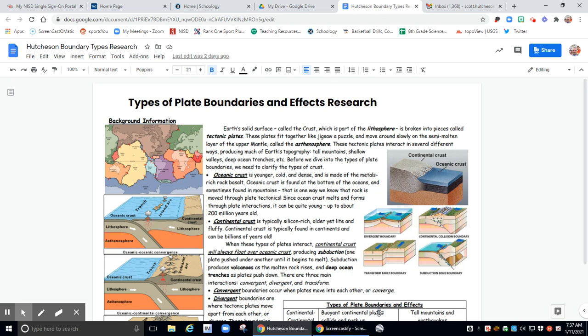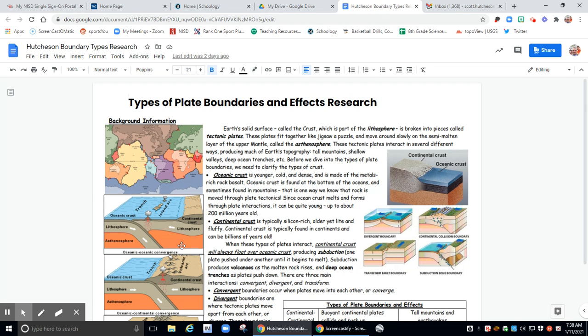So when these two types of plates interact, continental crust will always float over top of the oceanic crust. And this is really important because this is a process known as subduction. And subduction occurs where one plate is pushed underneath.